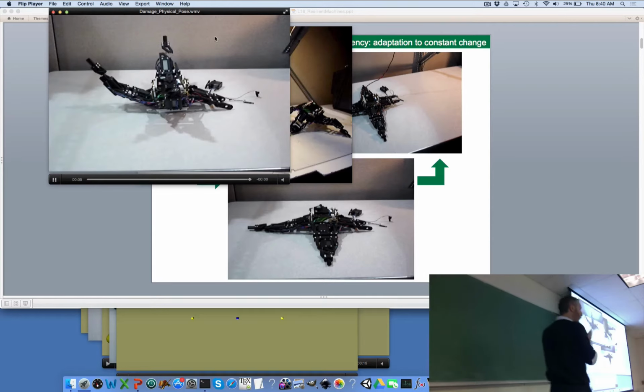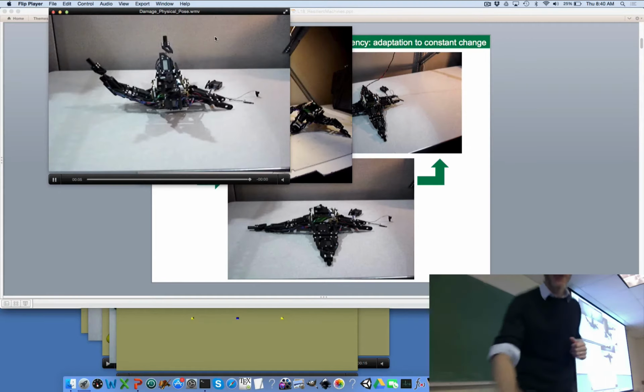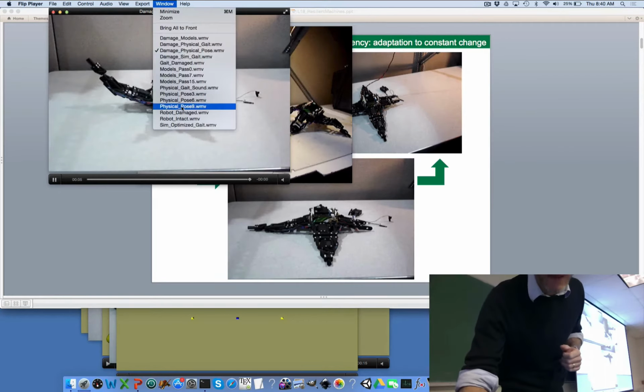I used to be a 4-legged robot. This gait worked. I've now figured out that I'm only a 3.5-legged robot. That gait that worked before no longer works. I'm going to have to re-evolve a completely different gait. And so in step 3, it actually does find such a gait.